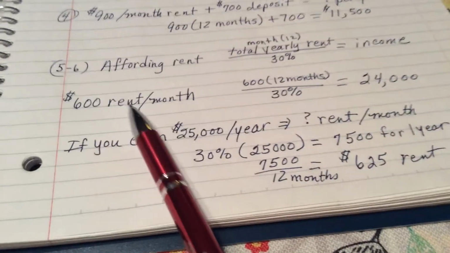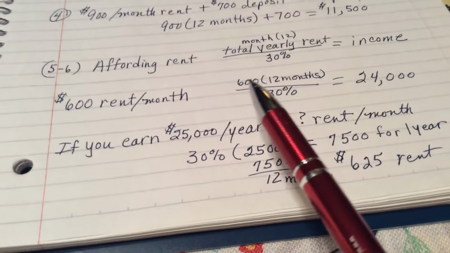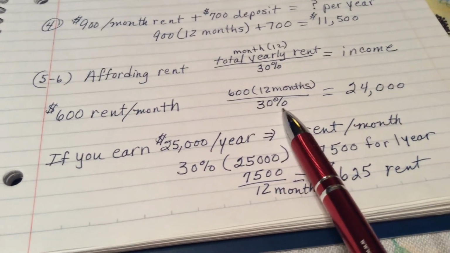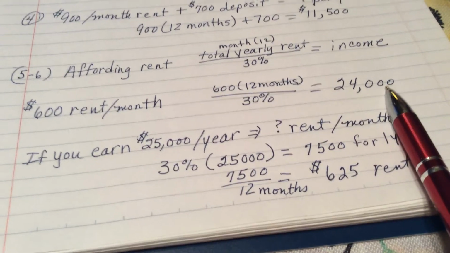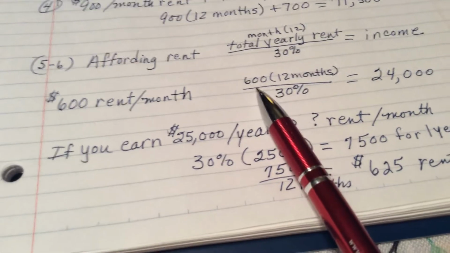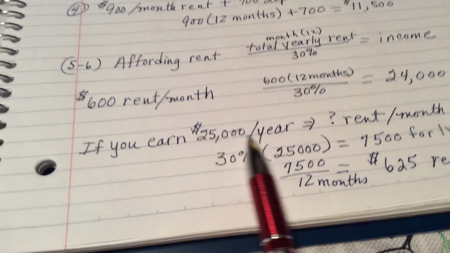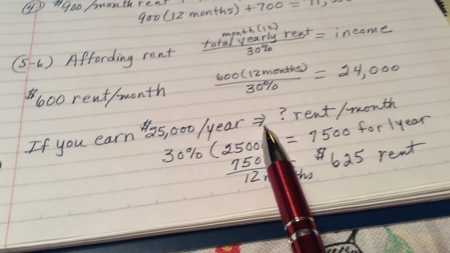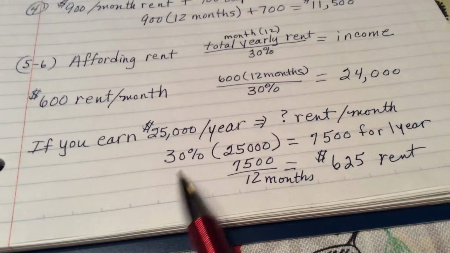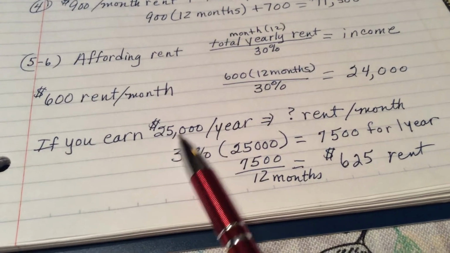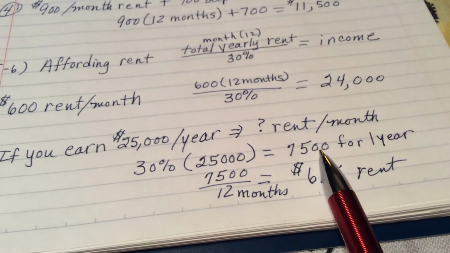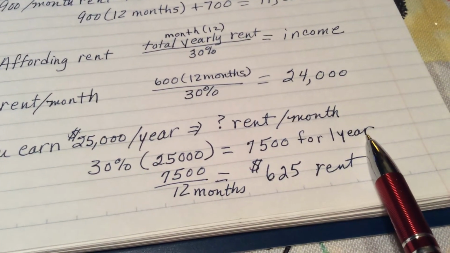So if we have a $600 rent per month, we take 600 times 12 divided by 30%. And that means that your income would have to be $24,000 to afford a $600 apartment. If you earn $25,000 a year, what amount of rent could you afford per month? You just take 30%, multiply it by how much your income is, and you would get $7,500. Now that is for the whole year.